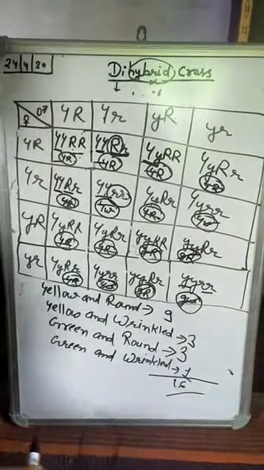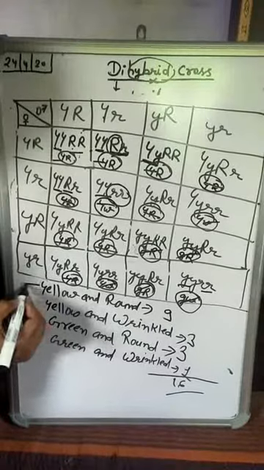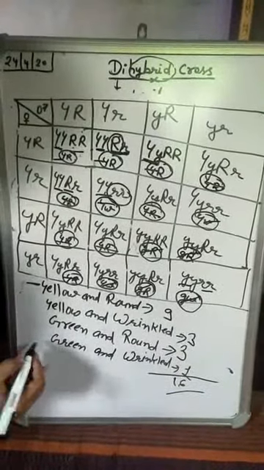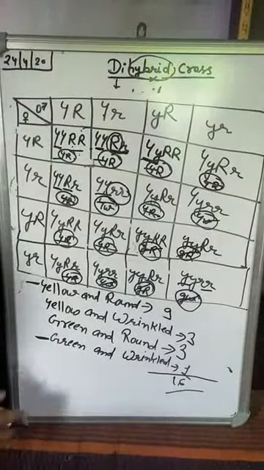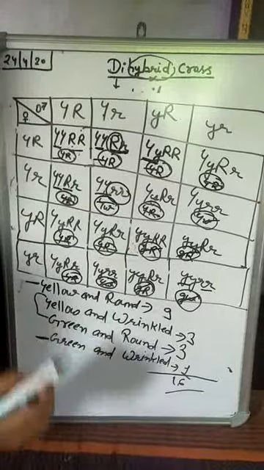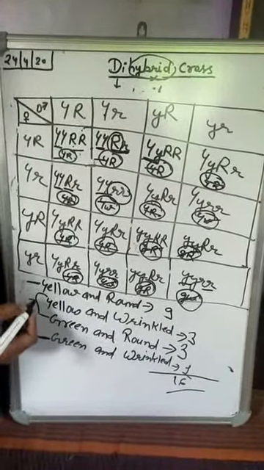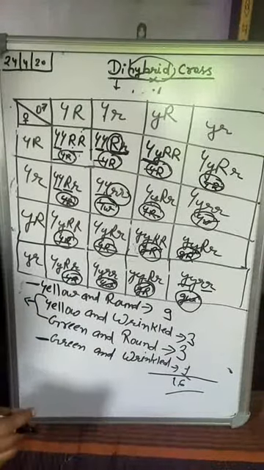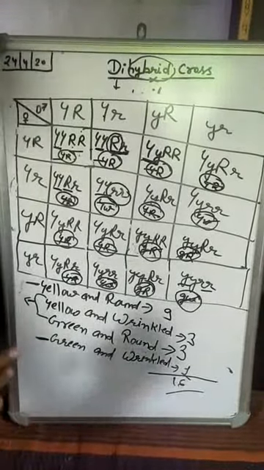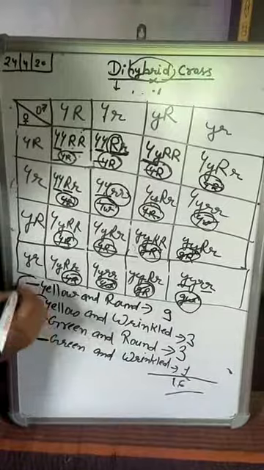But here you may see this one was the parental feature. This one also was the parental feature. These two new combinations are produced, on the basis of which Mendel has given his third law of inheritance, which we will read further. This is the phenotypic ratio.